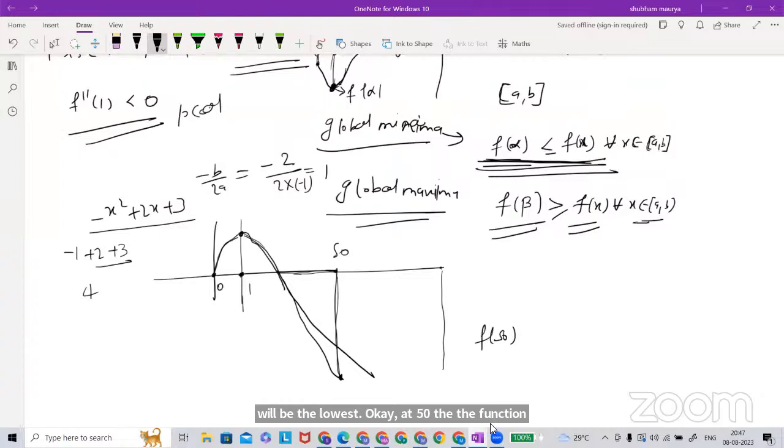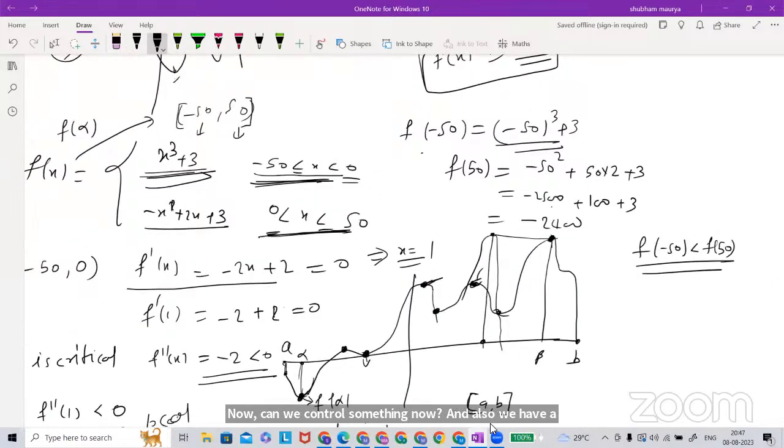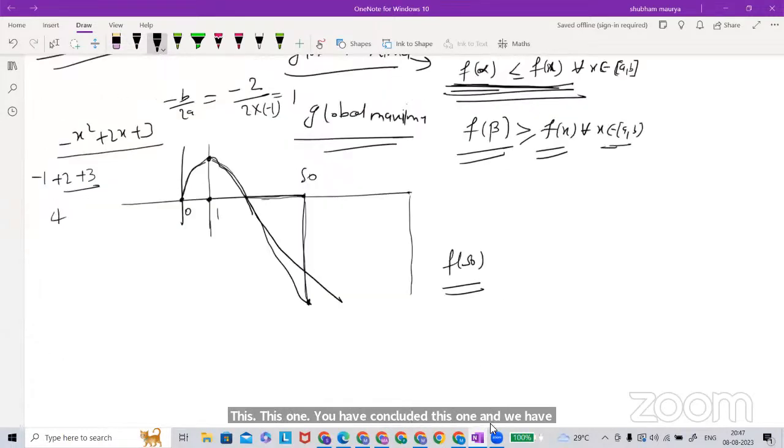Now can we conclude something? We have concluded this one, and we have also concluded this one. Now can we say we are very much sure, that we have reached a surety? What is the sure thing we are getting? The sure thing is about the global minima. So we have actually reached that minus 50 is lesser than 50, right?